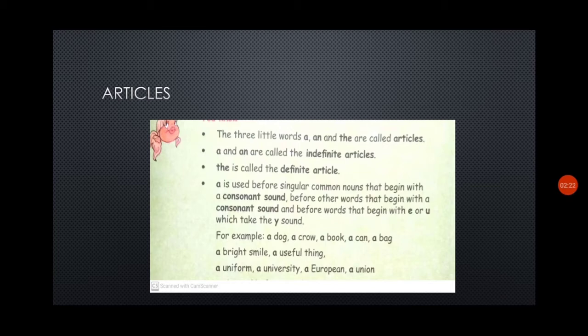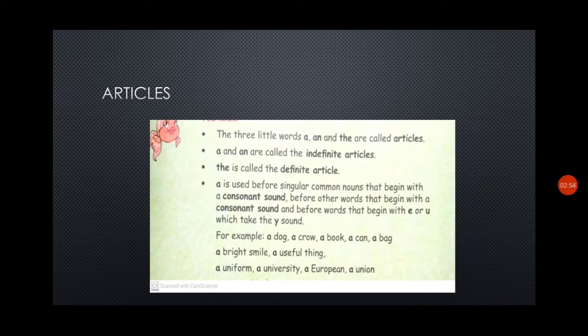Let me give you a few other examples. A girl, G sound, a cat, again K sound, a house, H sound, a school, S sound. Now, all these are consonant sounds. So, before a word beginning with the consonant sound, we use a. Now, before a word beginning with a vowel but pronounced as a consonant, U.